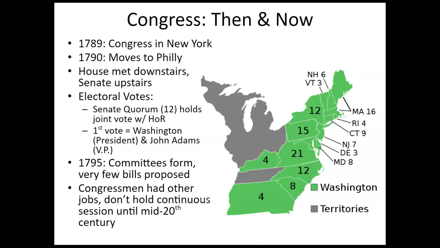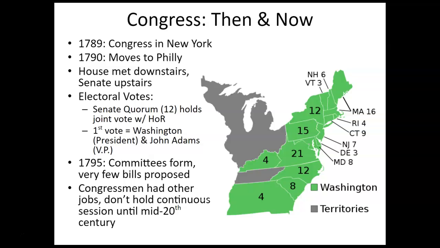So Congress, then in terms of when we established it versus now, we're going to go over a little bit of history here, just in some basics. Congress actually originally was placed in New York, and then it moved to Philadelphia. And how they had it separated is we had the bicameral legislature, so two houses. The House being bigger met downstairs, the Senate being smaller met upstairs.